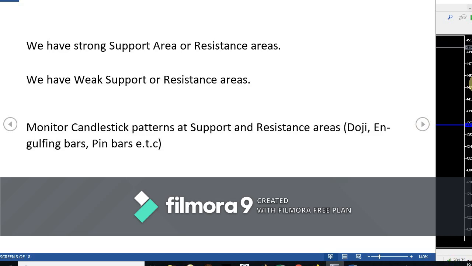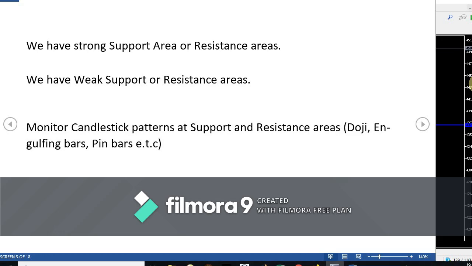We have strong support areas or resistance areas. There are areas where price will meet a very strong force and it tends to react strongly to that particular market force. If the support is very strong, price will go up and it will cover a large area before it reduces in velocity or speed. And if it's a strong resistance area, price will get to that area and tend to drop. It will drop with a big force.